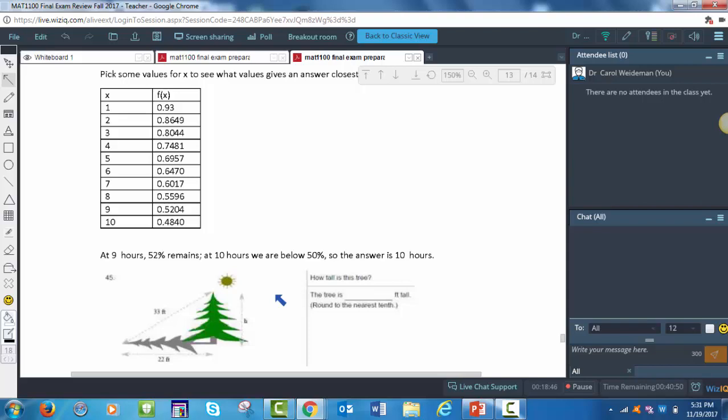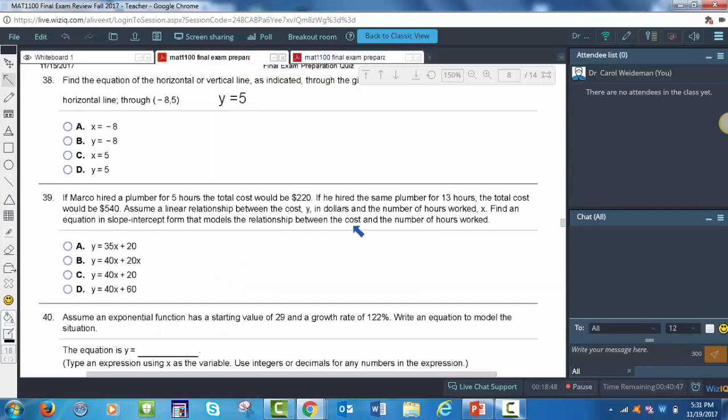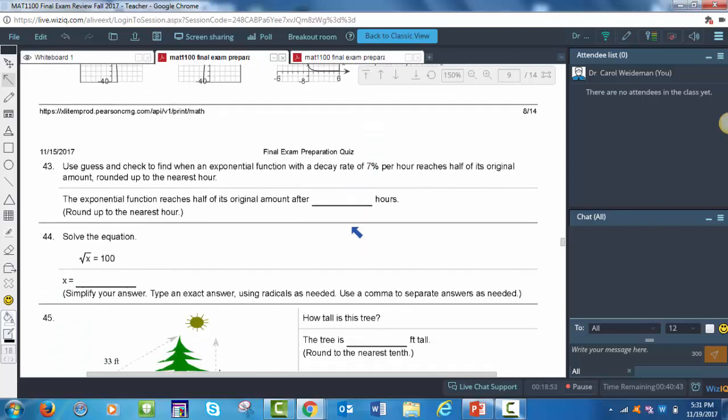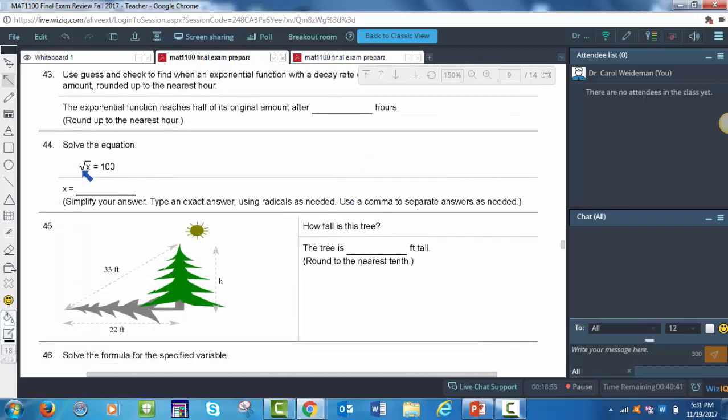Okay, let's go back over here for the next one. This one is solving a nonlinear equation. And remember on this one, we've got a square root. So remember, reverse the operation. So we're going to square both sides. So we're going to do 100 squared. So our answer here is going to come out to be x equal to 10,000.